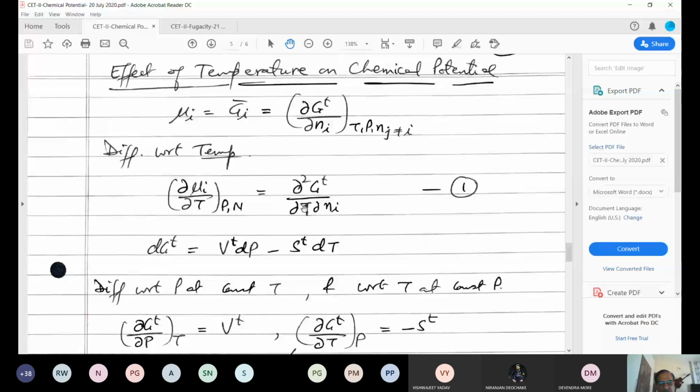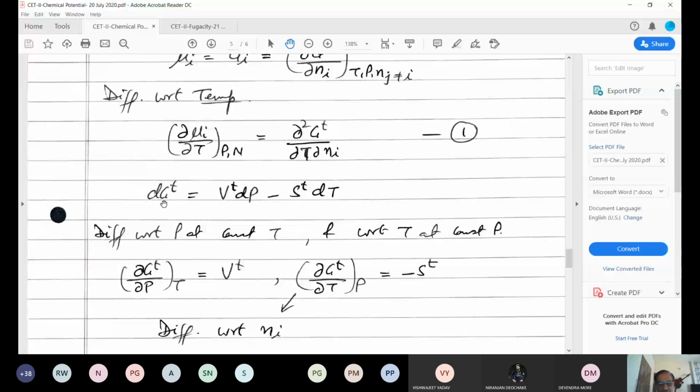Again we start with dGT is equal to VT dP minus ST dT. Take the derivative with respect to temperature at constant pressure. What we get is ∂GT/∂T at constant pressure is equal to minus ST, which we did before also.